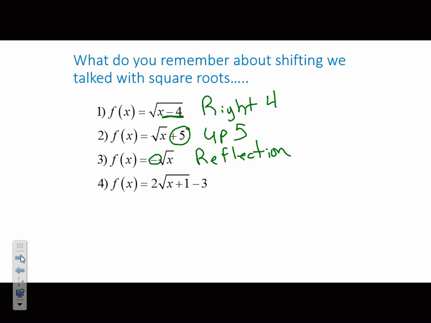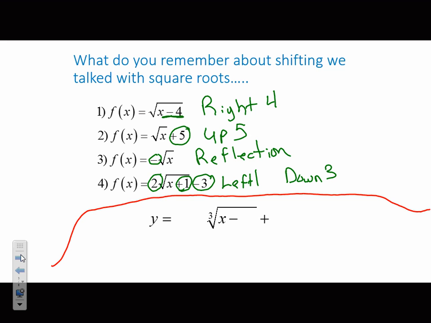Now, number 4 here's got a lot going on. The 2 out in front is going to compress our graph. It's going to make it skinnier, okay? Now, this +1 is going to make us go left 1. This -3 right here is going to make me go down 3.